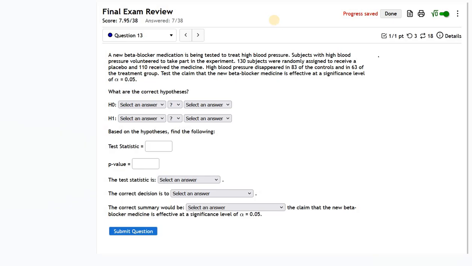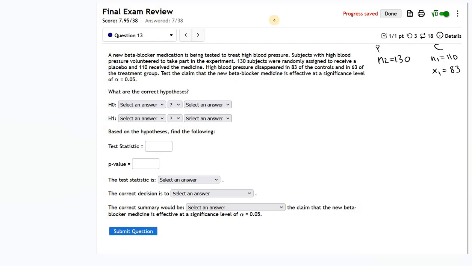I'm going to say N2 is equal to, this is placebo and this is control. So N2 is 130. And 110 received the medicine or the medication. So N1 is equal to 110. High blood pressure disappeared in 83 of the controls. So in this case, X1 is equal to 83.